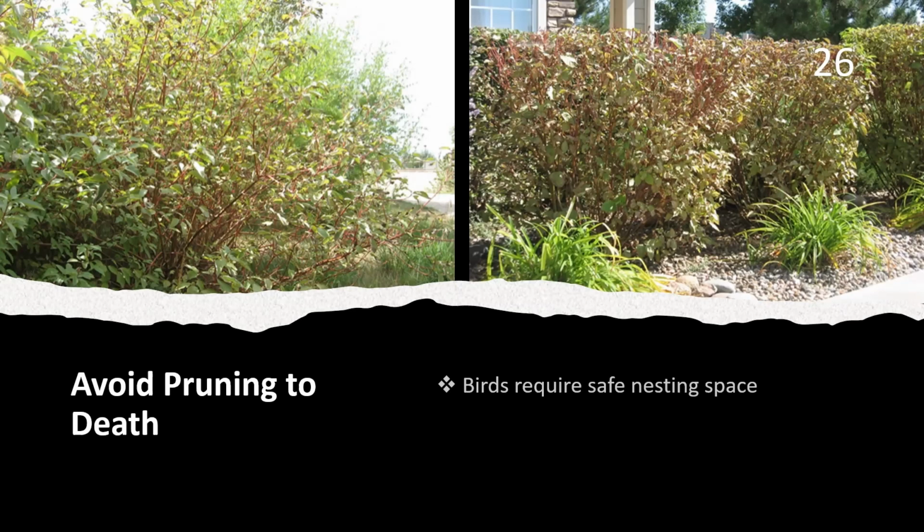Let plants have their form, particularly taller shrubs, because some birds will nest on the ground, but a lot of bird species need to be up off the ground, safe from predators. And our landscape can provide this kind of breeding area. One of the classic definitions of habitat is food, water, shelter, and space to rear their young. And taller shrubs and trees provide that. So let's not prune things to death.